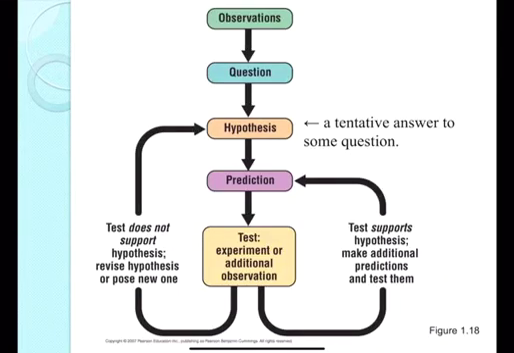So this is just a nice little flowchart of observation, question, my hypothesis. I make a prediction. I test it. Does the test support the hypothesis? We go back and we might make additional predictions, or we might just retest. If it does not support the hypothesis, we go back and we pose a new hypothesis.